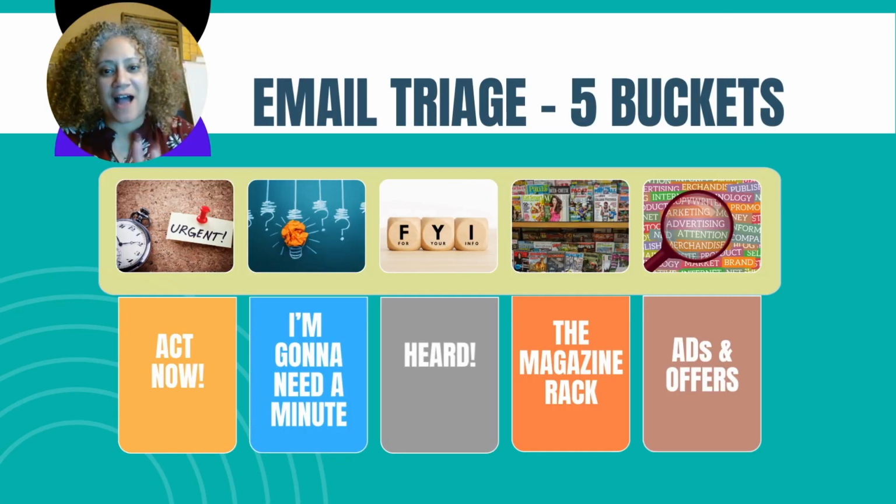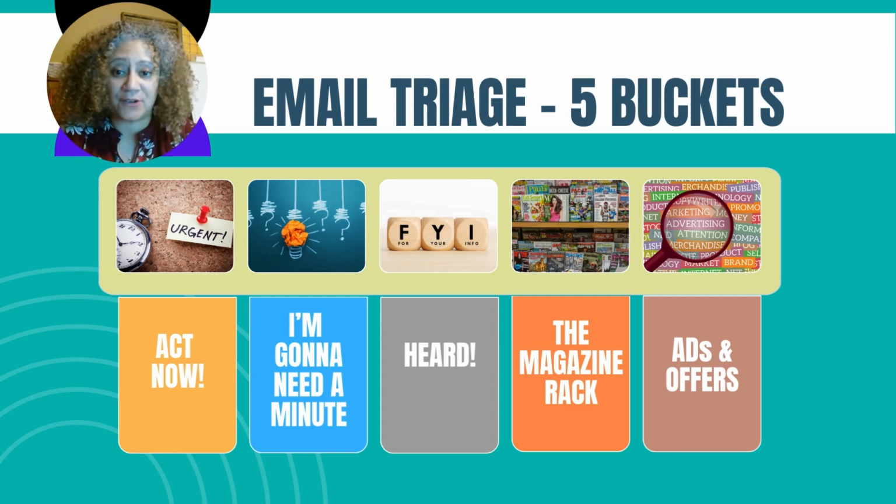All right, so these are the 5 buckets. This is how I go through my inbox and how I categorize everything. I'm going to go through each of these 5 buckets in a little more detail, but this is the overview right here. Act now. I'm going to need a minute. FYI, things that you're copied on. The magazine rack. And ads and offers.